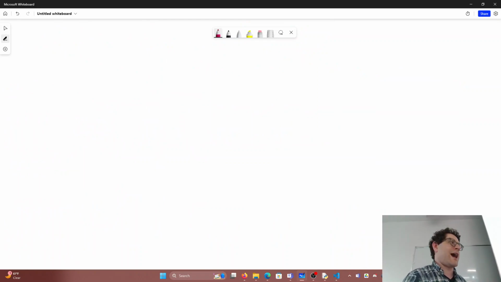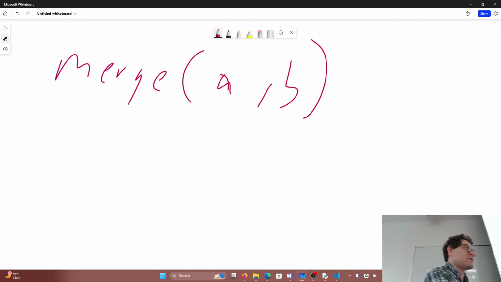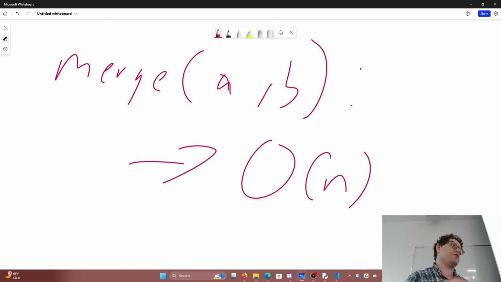Merge sort relies on a hack. This is hack number one: if you give the merge step A and B, where A and B are two sorted lists, and they're both O of n size, they both have n items, then it takes O of n time to merge two sorted lists, okay?